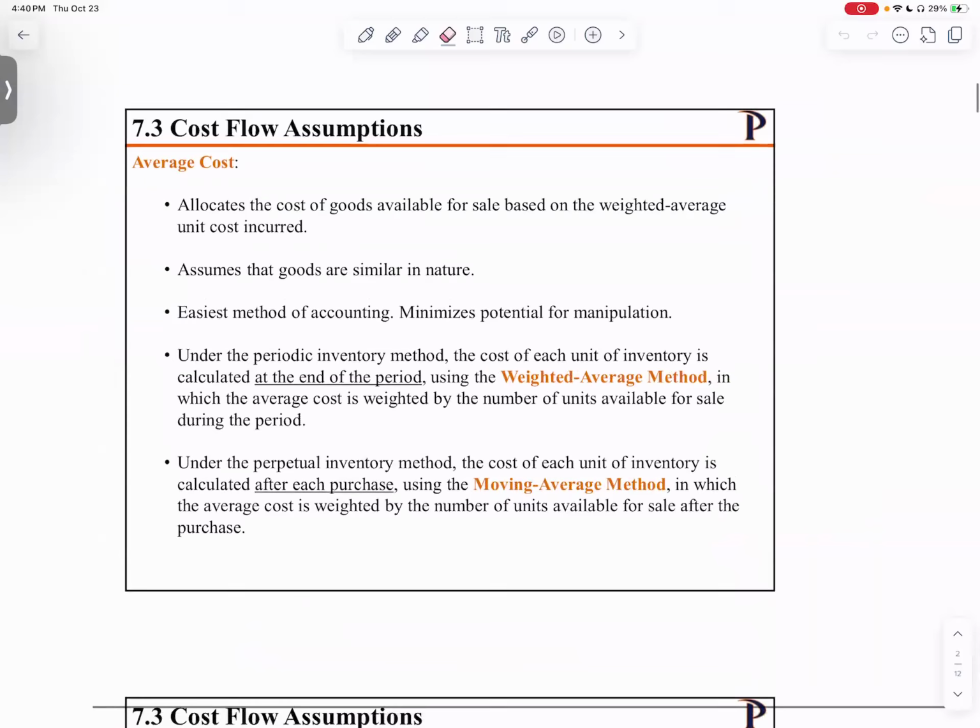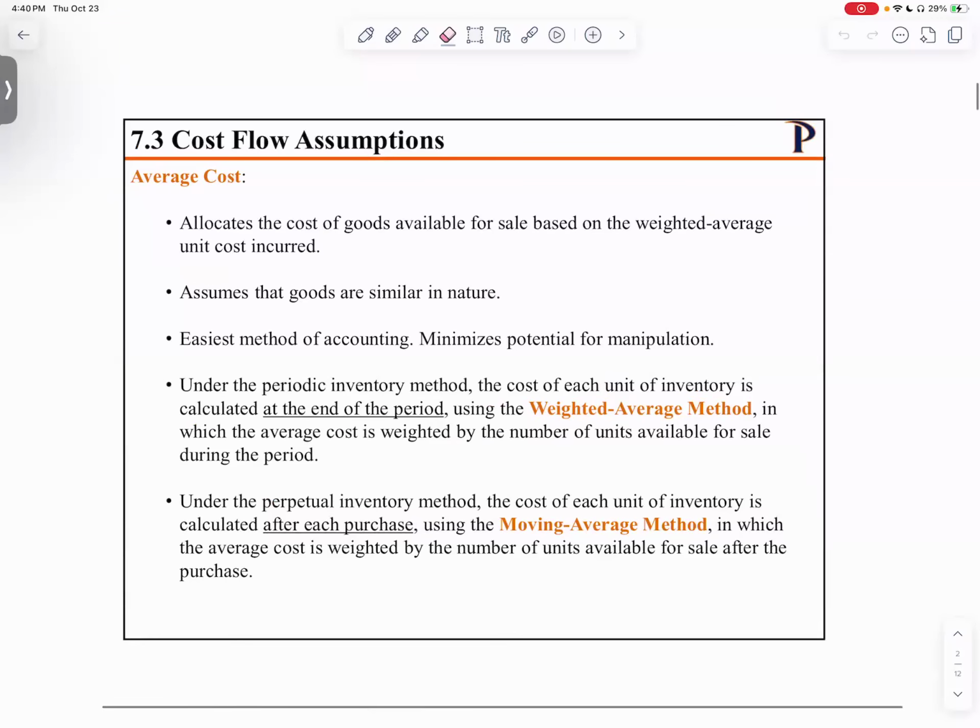With the average cost method, a company allocates the cost of goods available for sale based on the weighted average unit cost incurred. This assumes that all goods are similar in nature, so it would probably be most applicable to companies that sell relatively uniform goods. It's the easiest method of accounting, and it minimizes potential for manipulation. But it differs under the perpetual and the periodic methods.